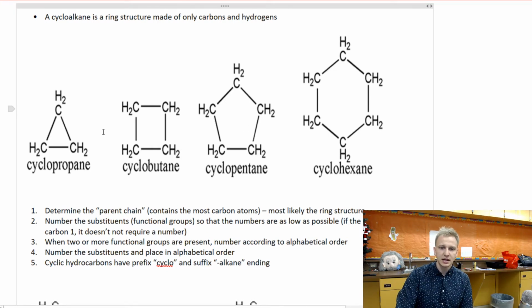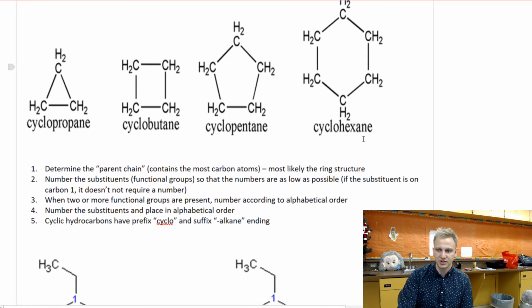Here you can see a couple examples: cyclopropane, a 3-carbon ring; cyclobutane, a 4-carbon ring; cyclopentane, a 5-carbon ring; and cyclohexane, a 6-carbon ring. You can see a bunch of different names there.